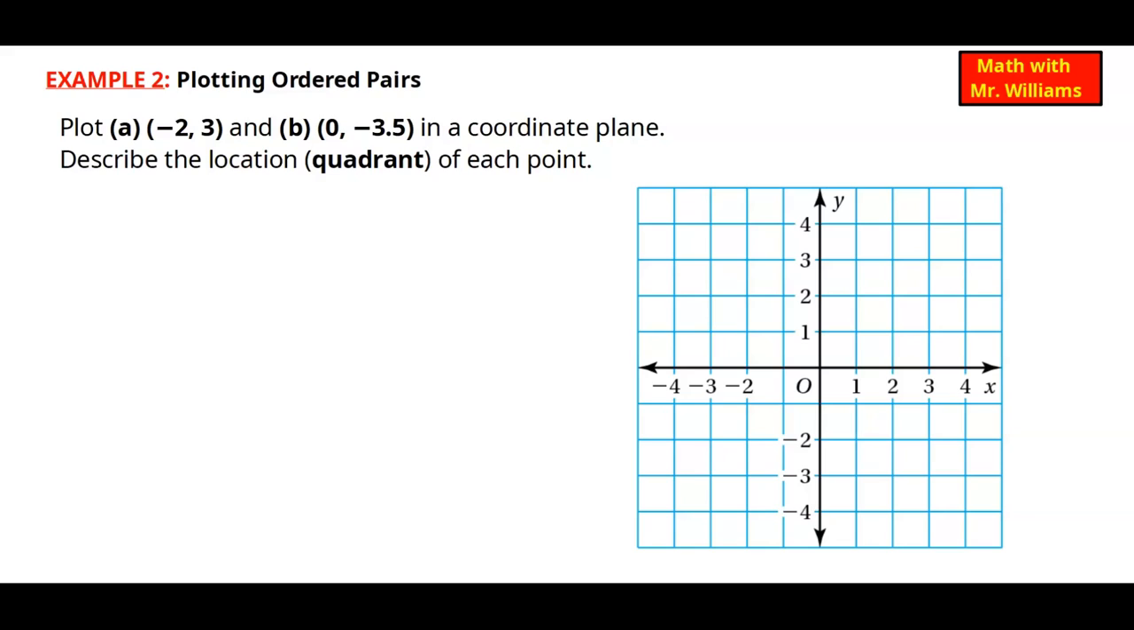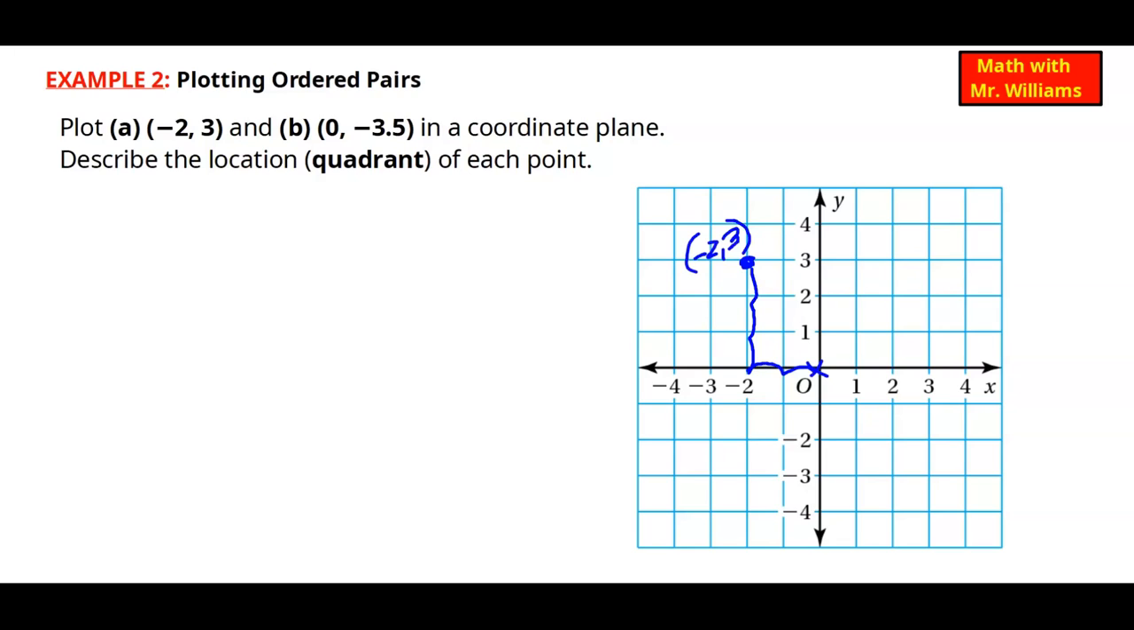We know we're going to start at the origin, and we're going to move to the left 2 spaces, 1, 2, and then we're going to move up 3, 1, 2, 3. Here's our location, and that would be negative 2, 3. All right, let's go into B.